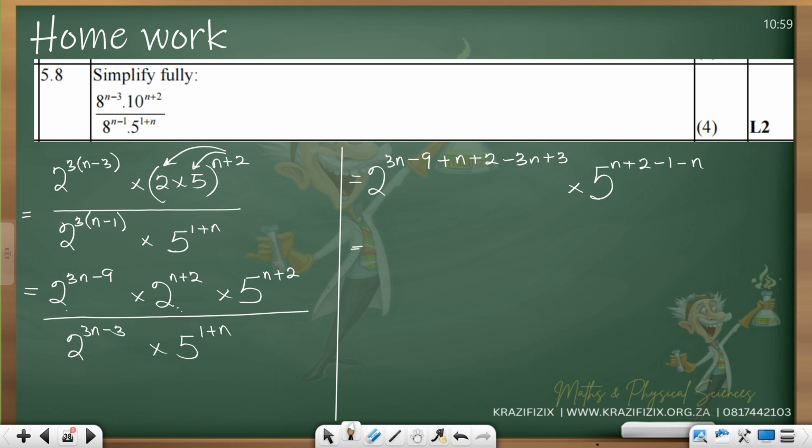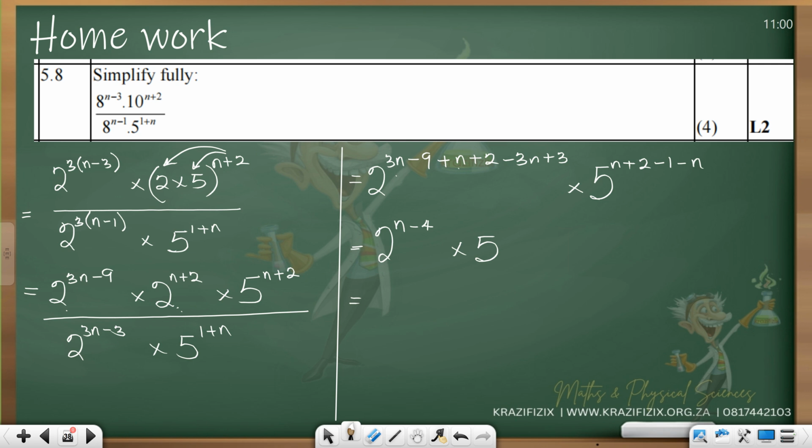Now let's simplify together. What do we have? 2 to the power 3n, so 3n plus n, 4n. 4n minus 3n would give us n. 2 plus 3 would give us 5. 5 minus 9 would give us what? Negative 4, times 5. Now, n minus n would give us 0. 2 minus 1 would give us that. And that is what we are going to have. Nothing more can be done.